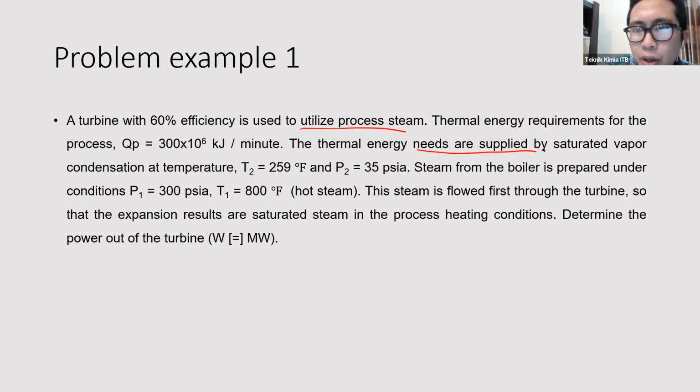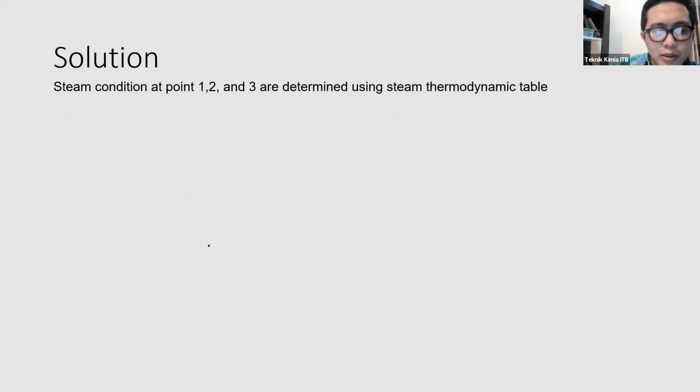And the steam from the boiler is prepared under the conditions P1 300 psia and temperature of 800 degrees Fahrenheit, or classified as hot steam. The steam flows first through the turbine so that the expansion results in saturated steam at the process heating conditions. We need to determine the power output of the turbine in megawatts. Okay, so how can we solve it? I will give you a short explanation of how we can do it step by step.